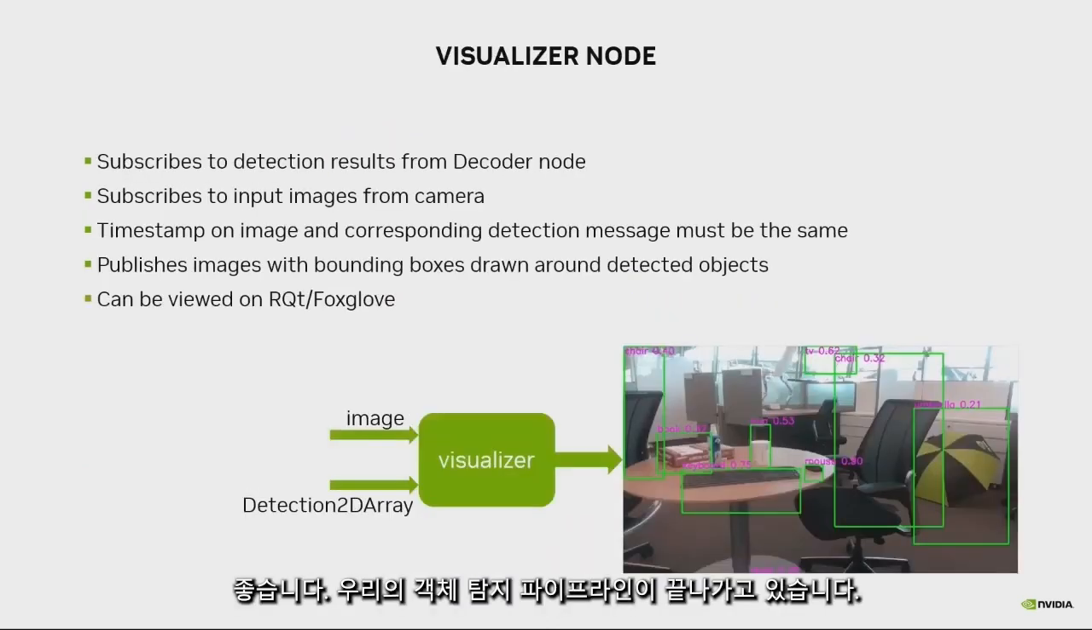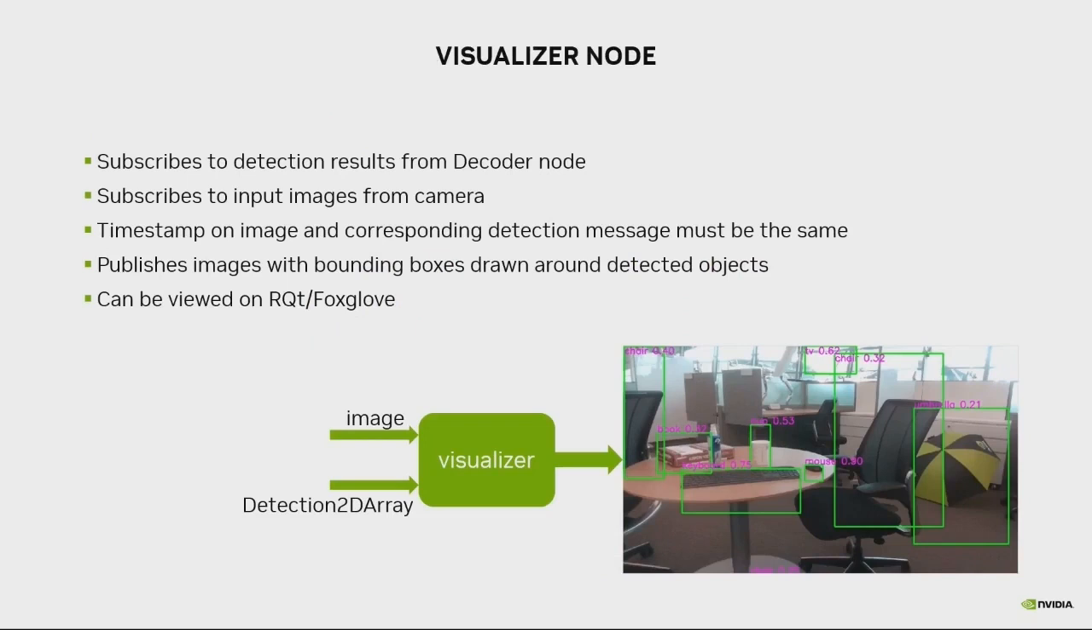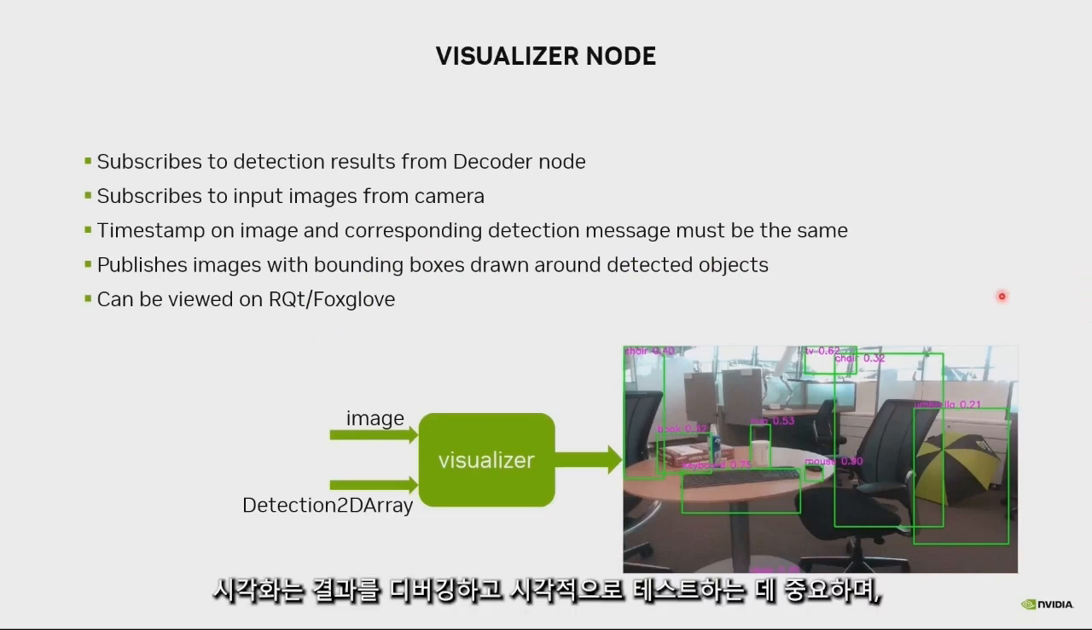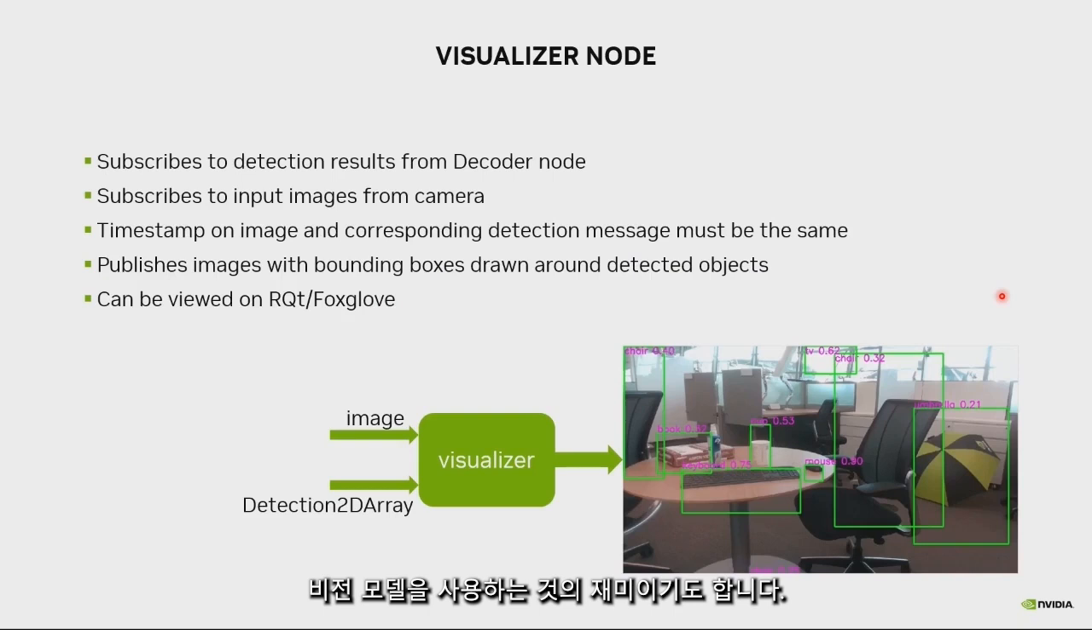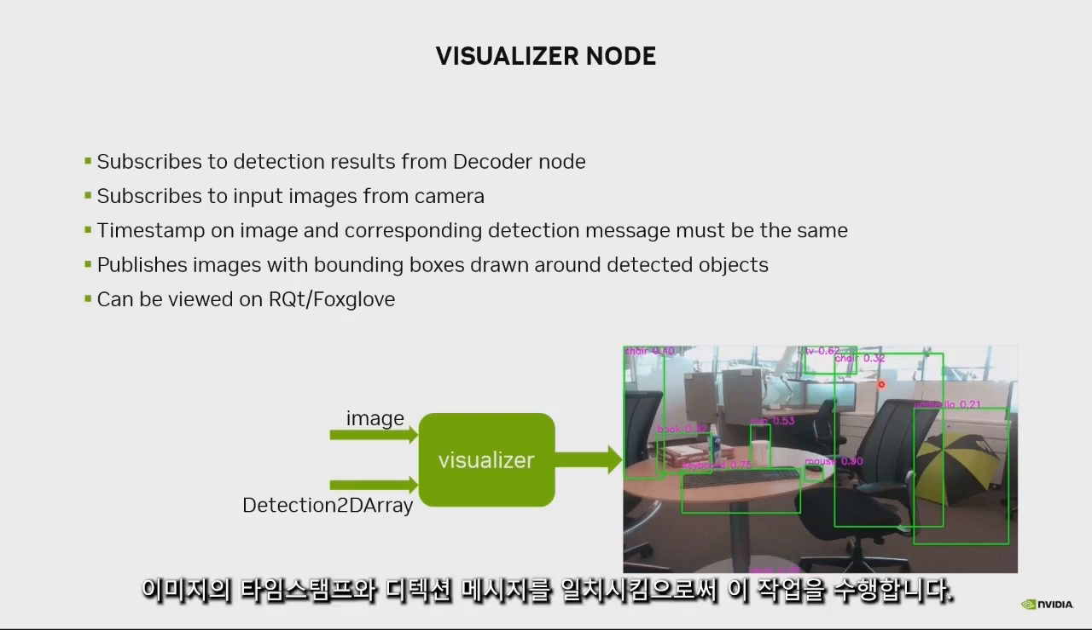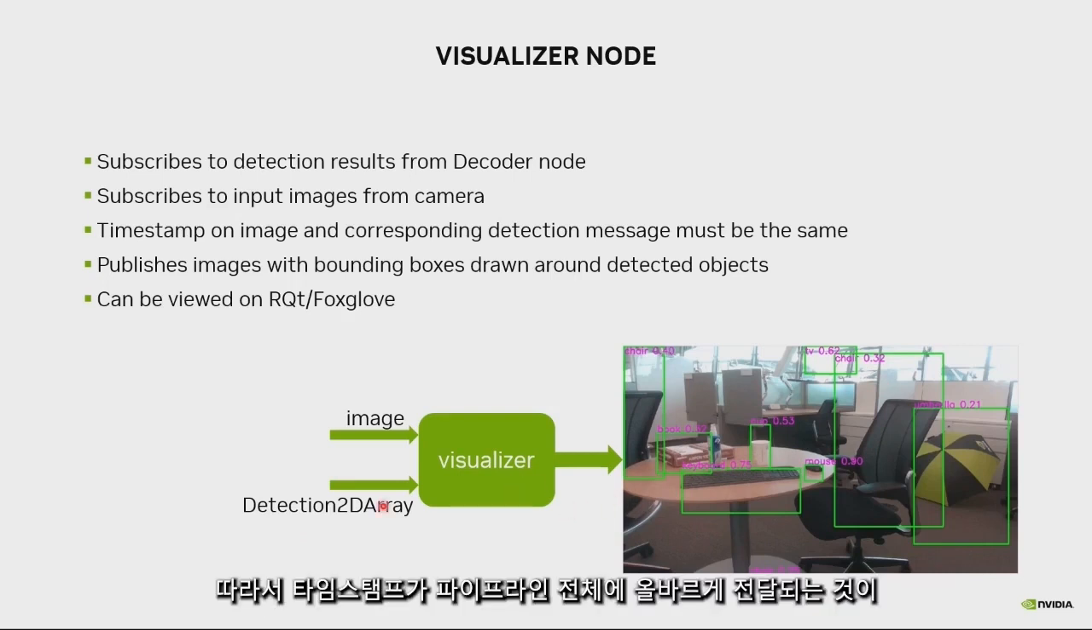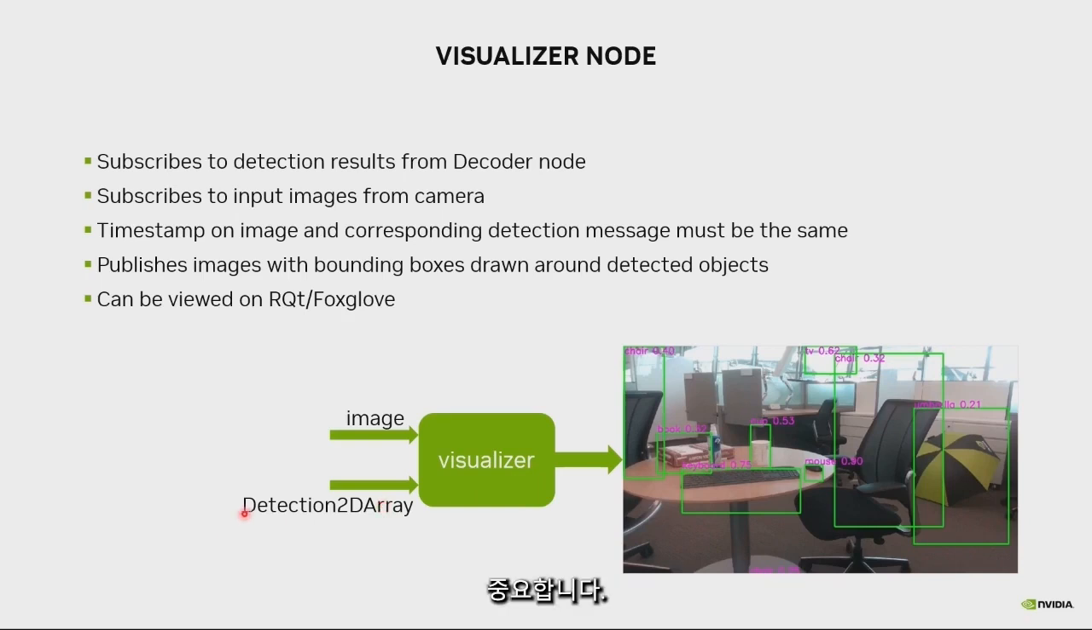Okay, we're coming towards the end of our detection pipeline. Visualization is important to debug and visually test your results, and it's also what's fun about working with vision models. The visualization node takes images from the camera node and detection messages from the YOLO v5 decoder node and creates a new image with the bounding boxes drawn around objects. It does this by matching the timestamps on the image and the detection message, so it's important that timestamps are communicated correctly throughout your pipeline. You can visualize the results on RQT or other tools like Foxglove.